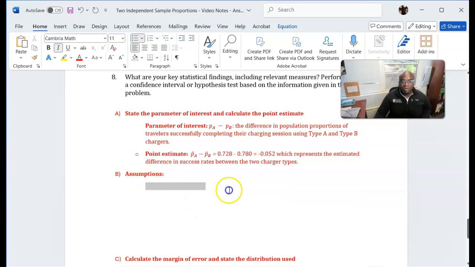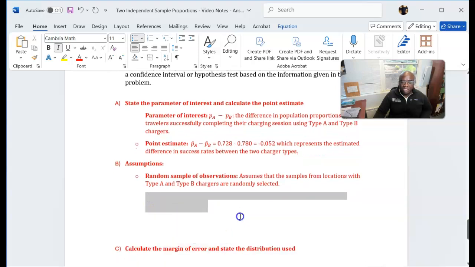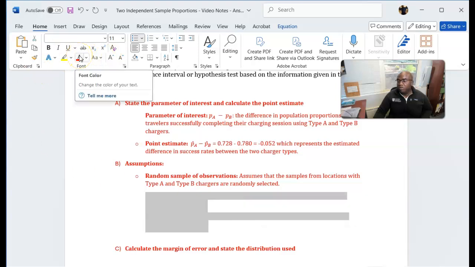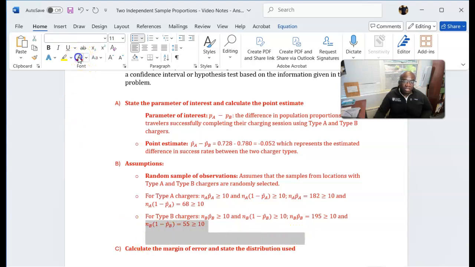In terms of our first assumption, randomness in some way, shape, or form needs to be accounted for. We need to have random samples of our sessions. And the second assumption is for normality: we need to make sure that n times p and n times q for both of the groups are greater than or equal to 10. So this is n times p, this is n times q, greater than or equal to 10: 182, 68, we're good to go there. And then for station B, we have 195 and 55, we're good to go there. So the assumption for normality has been met for both groups.